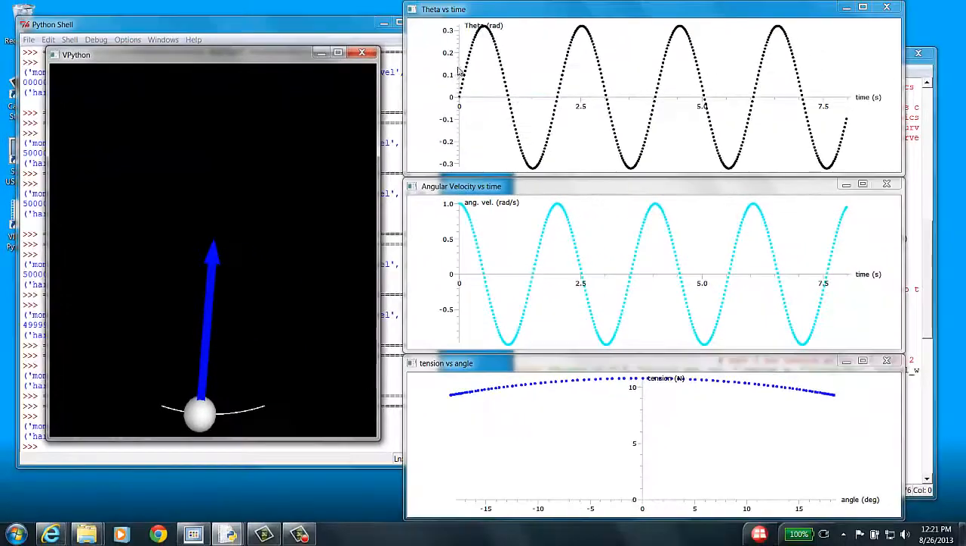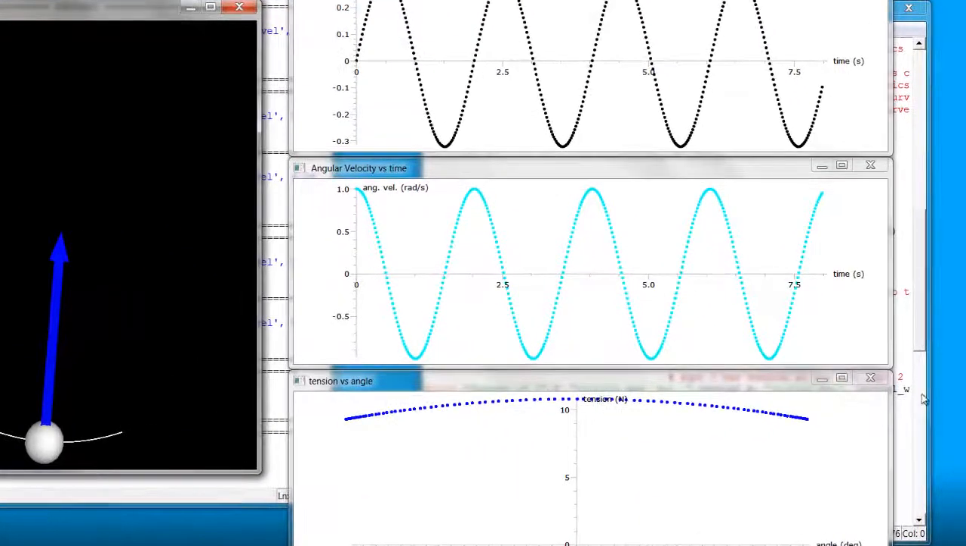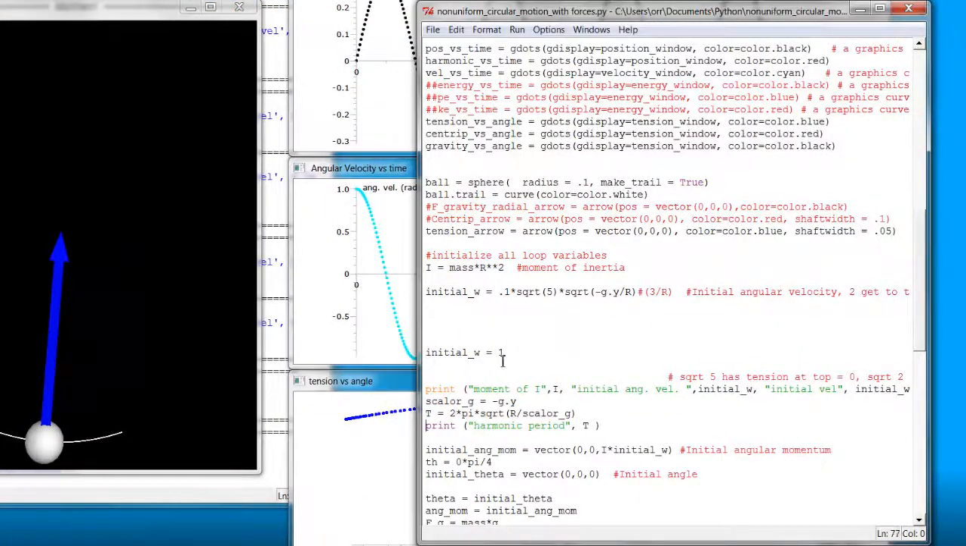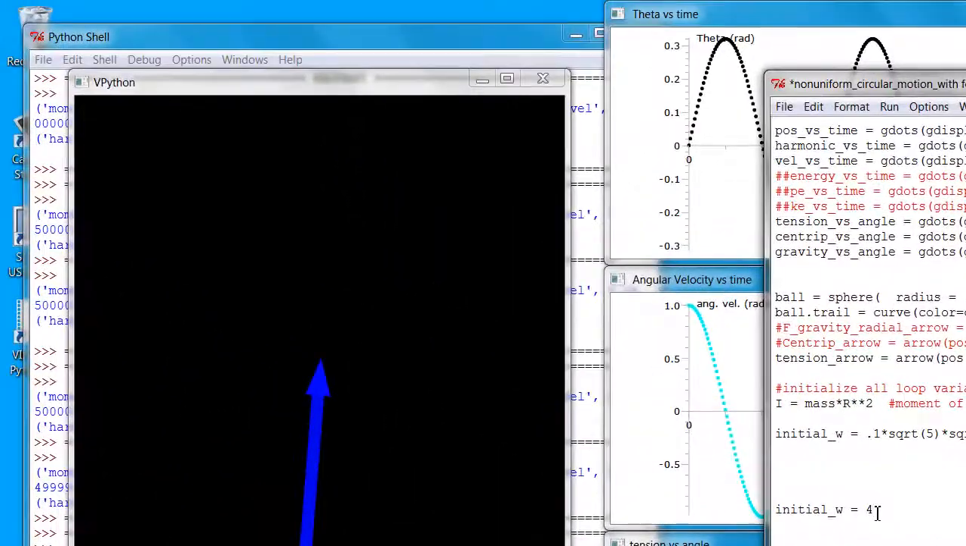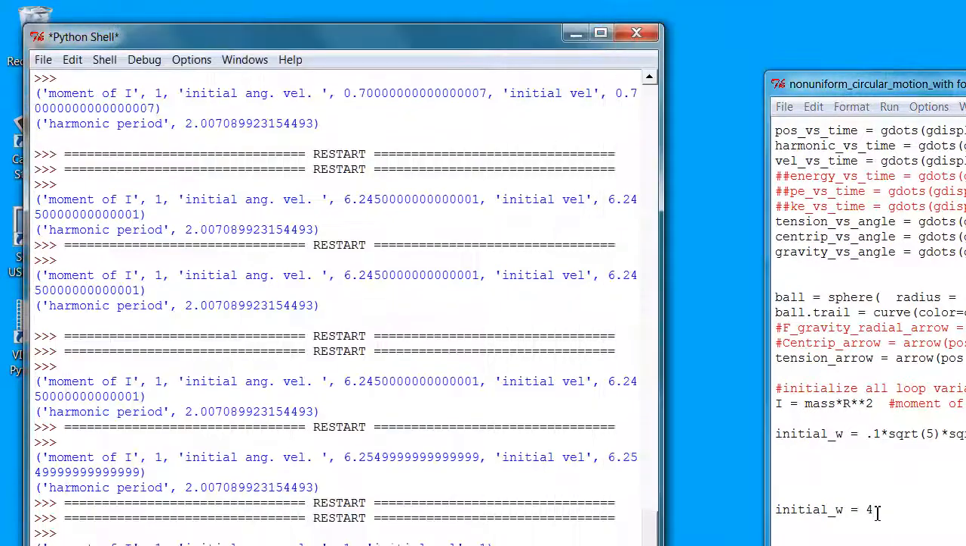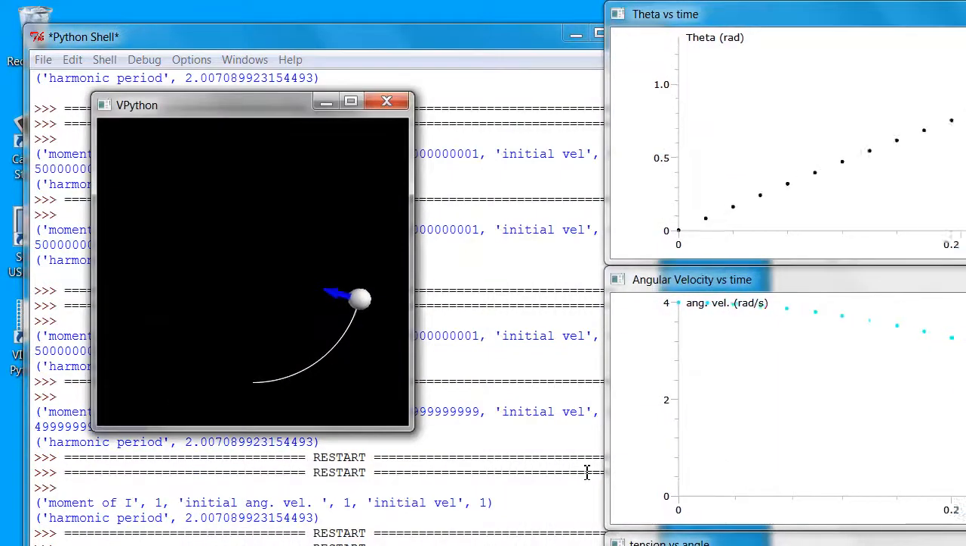Over on the right-hand side, we have the graphs that I showed you in the notes. So we see the angle theta, which has about an 18-degree excursion, oscillating to the positive and to the negative, the angular velocity, and then here is the tension. All right, so let's go and increase the initial angular velocity to 4 radians per second.